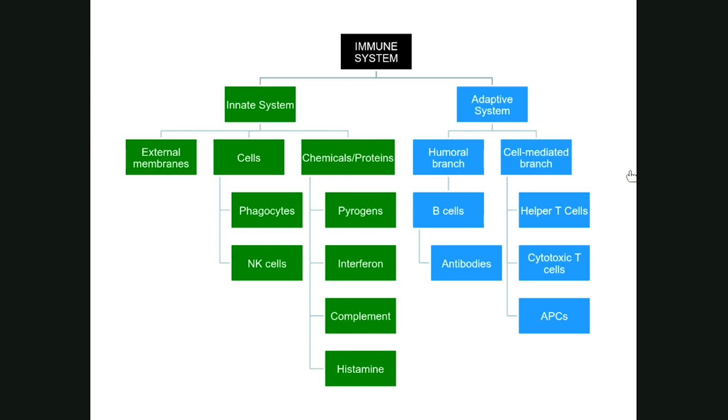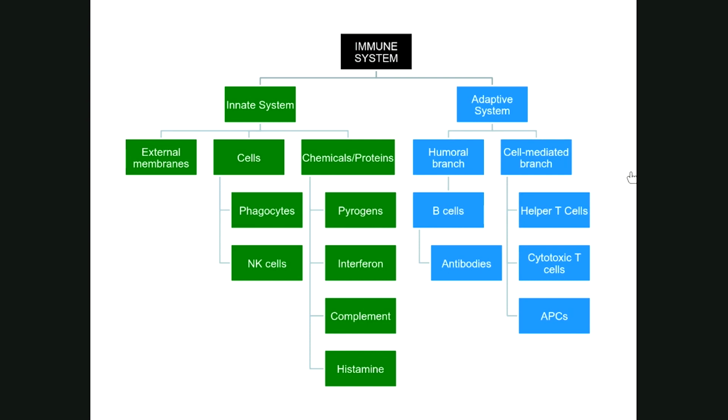So the first of these branches is what's known as the humoral branch. And humors is an old-fashioned term for body fluids, meaning things like lymph, things like blood. So the humoral branch is the branch of the adaptive system that's functioning in body fluids. It's functioning in the blood, it's functioning in the lymph.